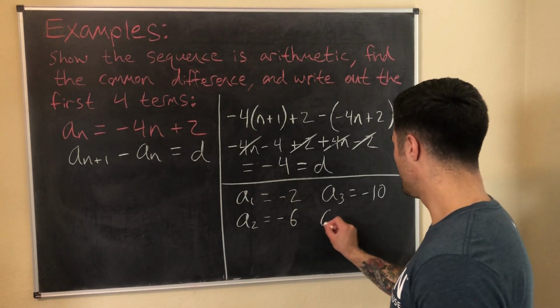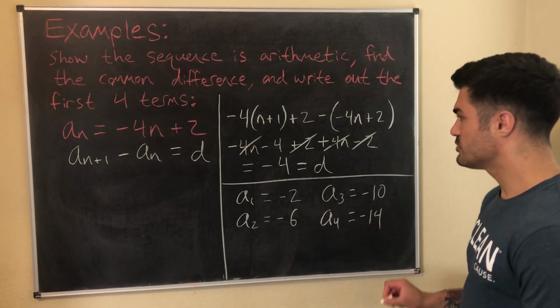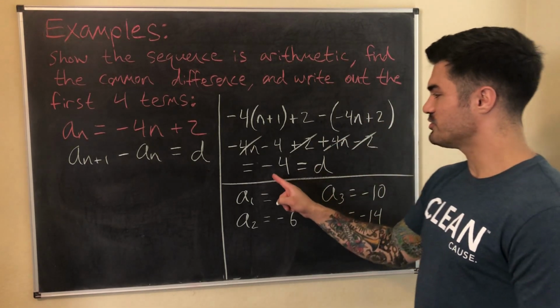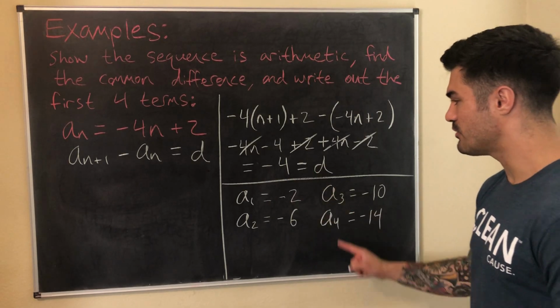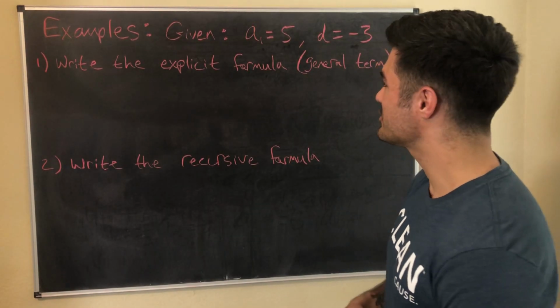Works either way. And the 4th term, we just subtract negative 4 again. So we've done everything we're asked to do. We showed it was arithmetic, we found the common difference, and we wrote out the first 4 terms. All right, so here are our next couple of examples.